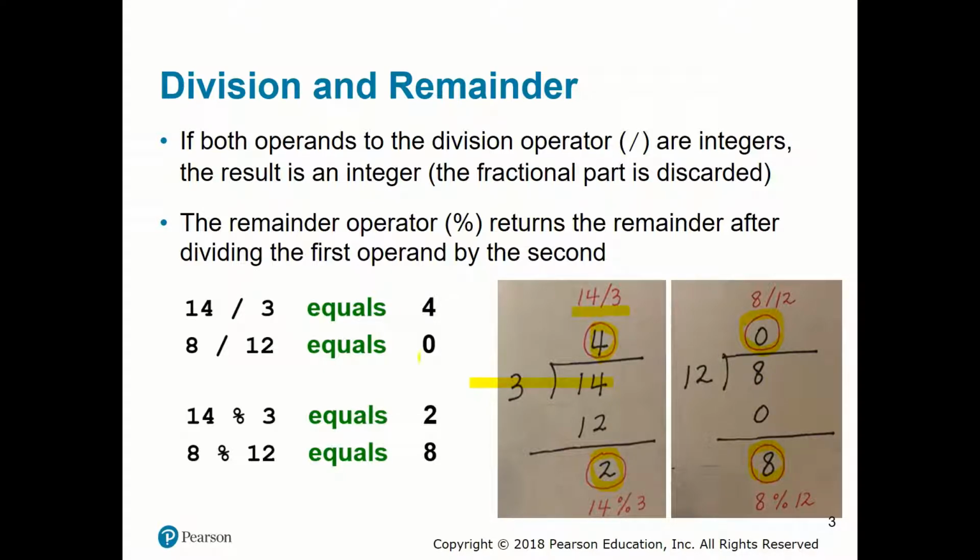So we can say that 14 divided by 3 equals 4. And 8 divided by 12 equals 0. And the remainder of 14 divided by 3 is 2. And the remainder of 8 divided by 12 is 8. This is the division and remainder operator.